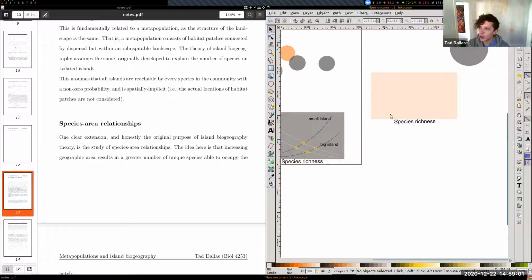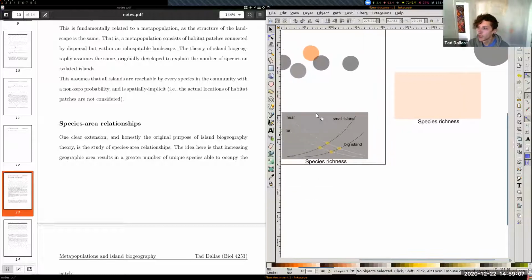That the larger the island area, the more species it has, which is related to some concepts from island biogeography theory. Species richness, island area. And so that's our y-axis, and we would expect that this is just a positive relationship.